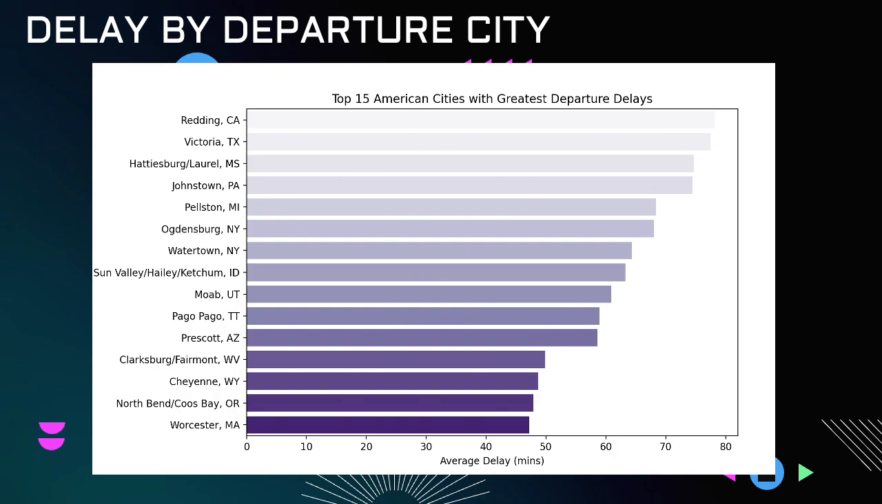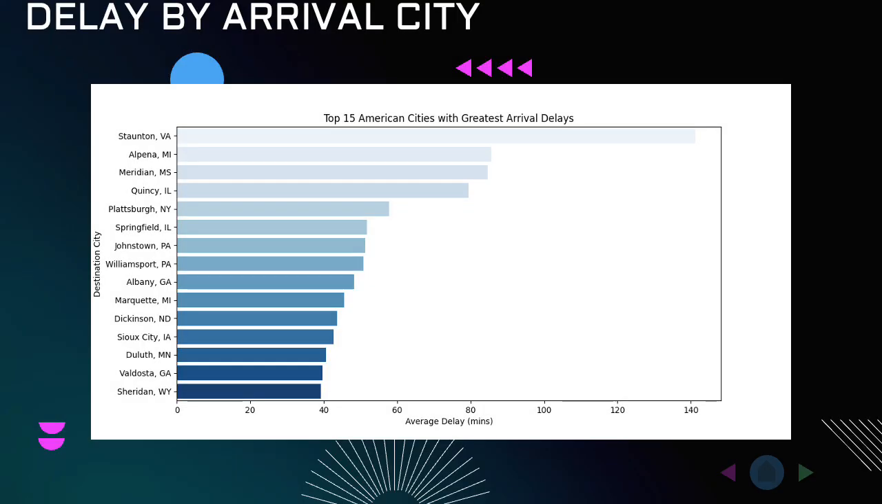We then plotted the results of the 15 cities with the highest average departure delay. On this slide, you can see the bar graph with the y-axis being the city of origin and the x-axis being the average delay time in terms of minutes. We performed the same process here, with the only difference being that we're plotting the destination city against the average delay to receive delay by arrival city.